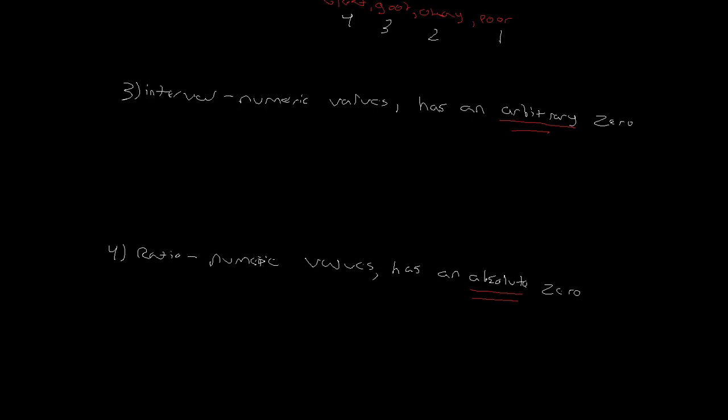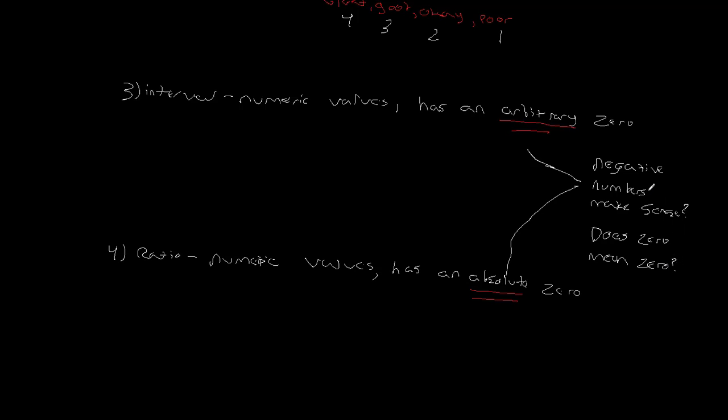The way that I think of arbitrary and absolute zeros is from the perspective of negative numbers, of what zero means and negative numbers. The way to tell if you have an arbitrary or an absolute zero is going to be whether or not negative numbers make sense. Do negative numbers make sense? And does zero mean zero? Think of these two questions, and the answers will tell you whether you have an arbitrary zero, which means interval, or an absolute zero, which means ratio.